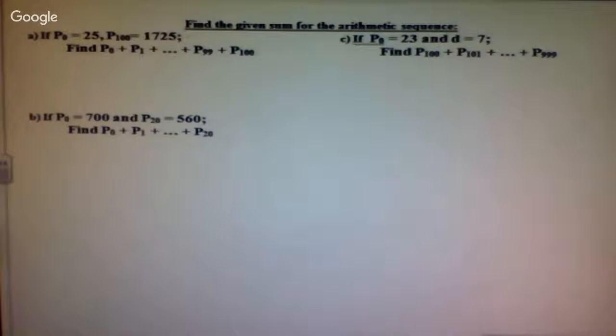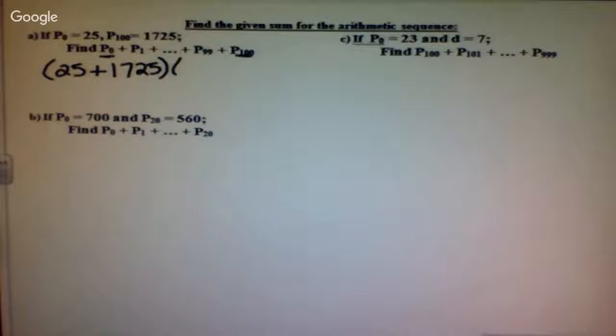This tells you that P sub 0 is 25 and P sub 100 is 1,725. They want us to add up the numbers that go from P sub 0 to P sub 100. So what's my first number? What is P sub 0? 25. Plus, what's P sub 100? 1,725. How many numbers are there if we go from 0 to 100? 101.